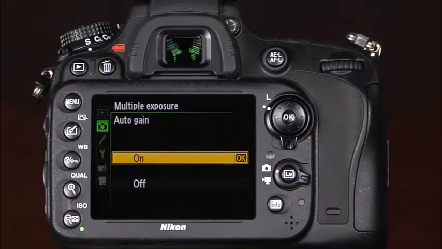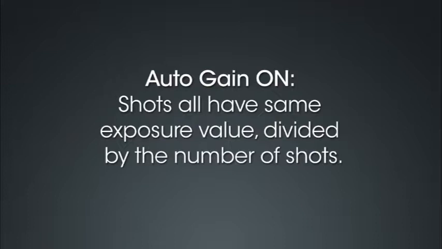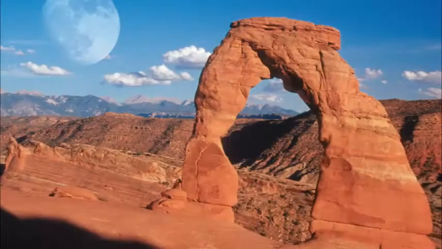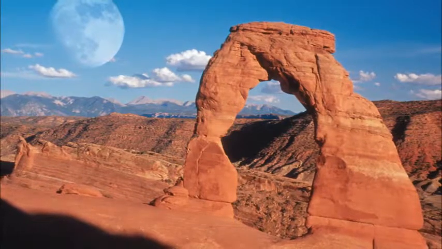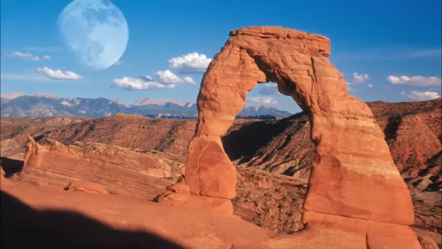The gain determines how much adjustment to exposure the camera makes for each exposure. If you want to have the exact same exposure value for each shot, auto gain should be set to on. When the auto gain is set to on, the camera will use the exact same exposure value and automatically divide that exposure based on the number of shots. For instance, if the number of shots is set to 3, the exposure adjustment would be 1/3. Likewise, if the number of shots is 2, the exposure adjustment would be 1/2. This way, when the exposures are combined into one image, the total exposure would be the equivalent of one proper exposure.